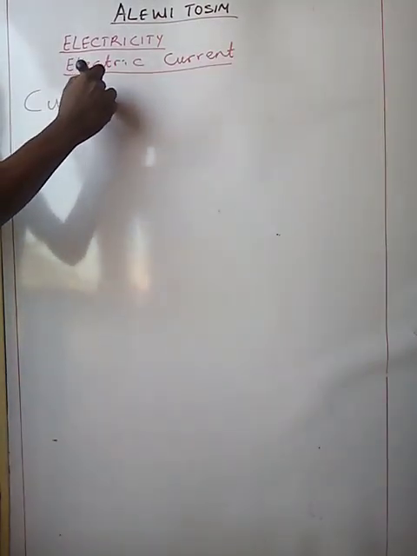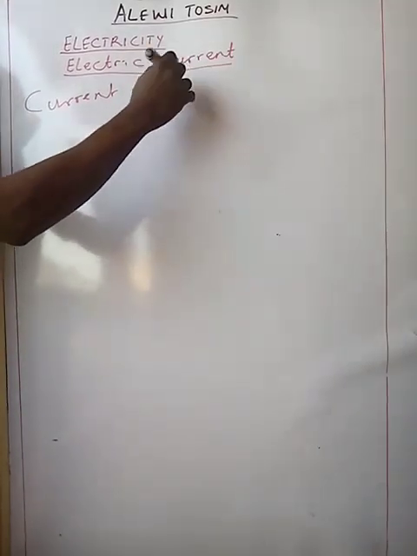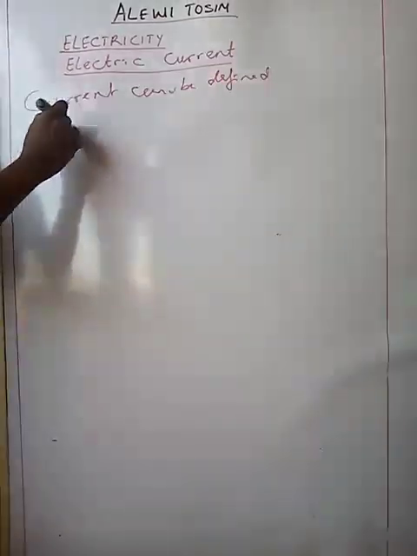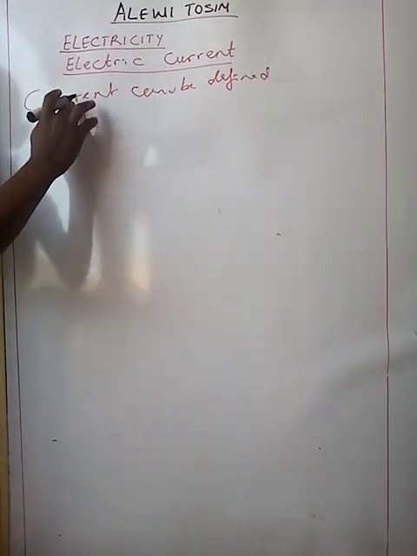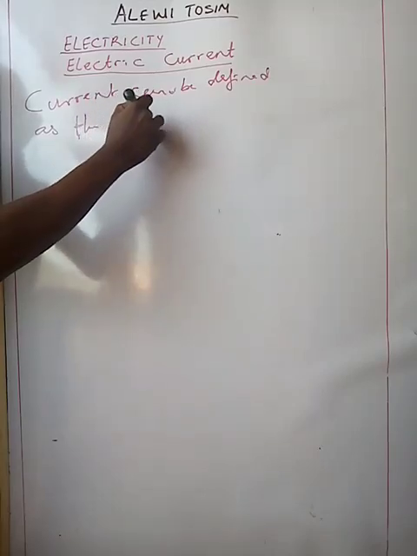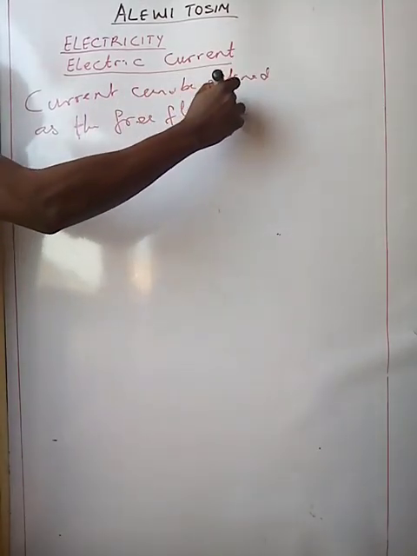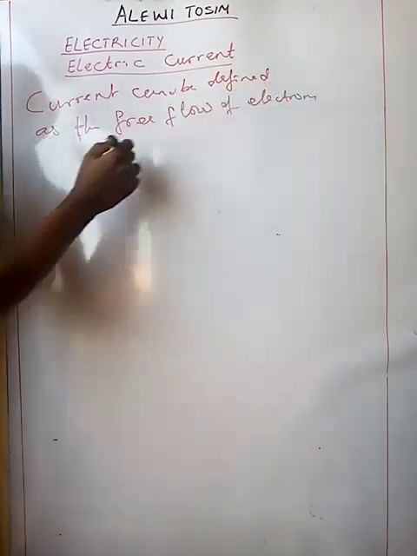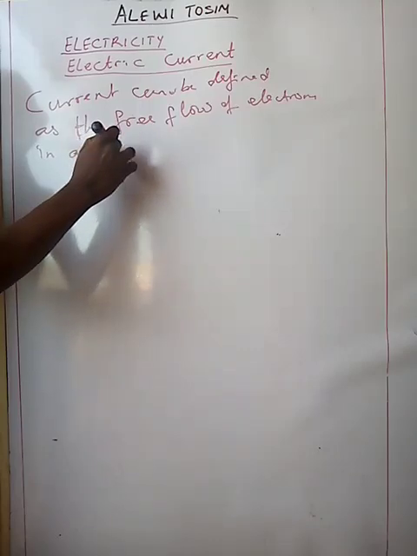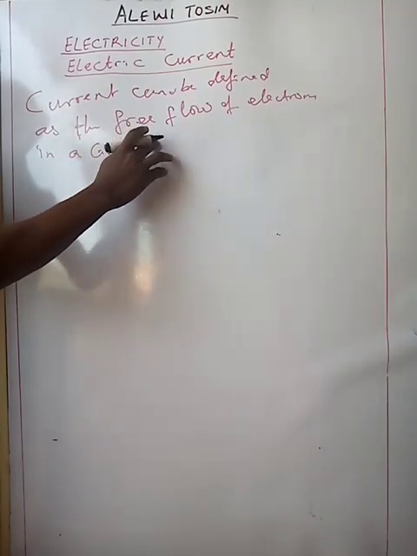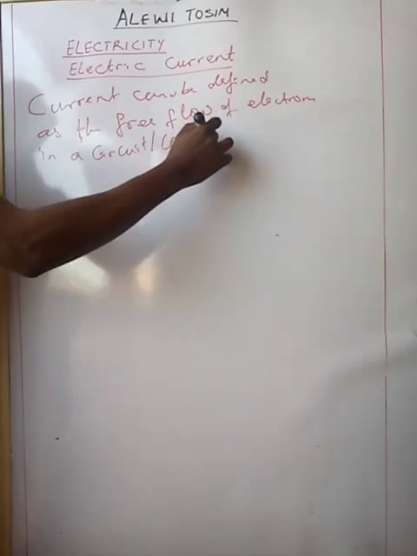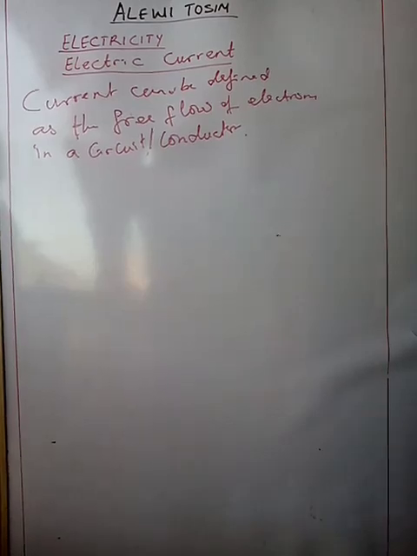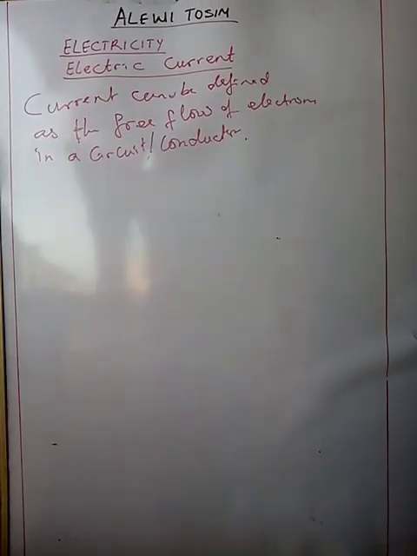Current can be defined as the free flow of electrons in a circuit or a conductor. Current can be defined as the free flow of electron in a circuit.